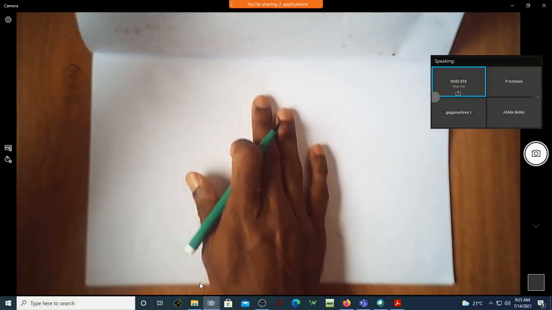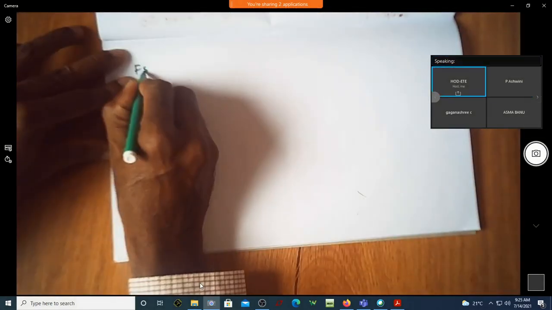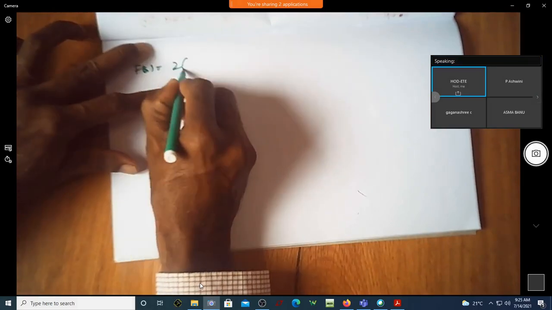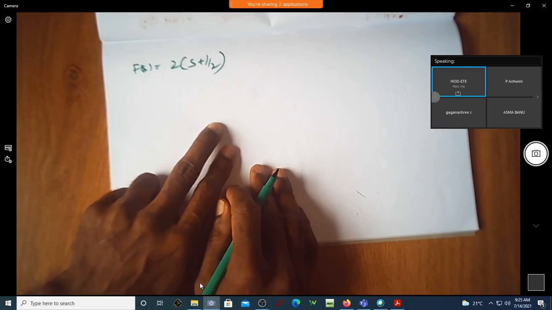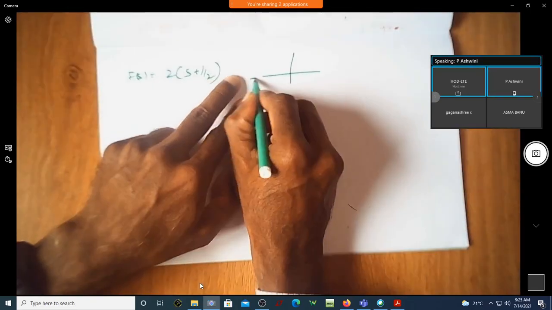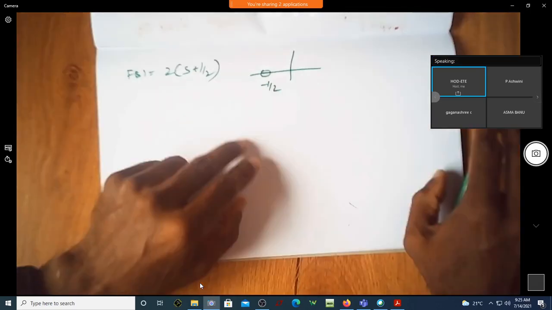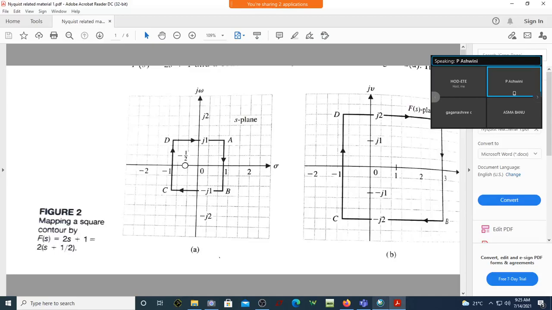So, what I have now is, let me rewrite. F of s is equal to 2 into s plus half. Correct? So, the 0 is located at minus half. Now, we have a contour. Can you see there is a closed loop contour?